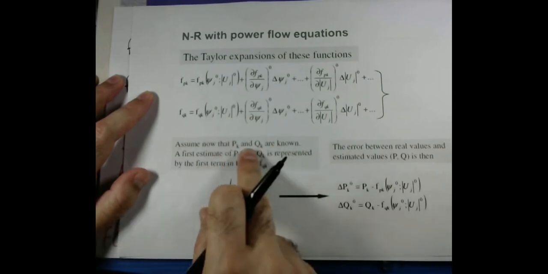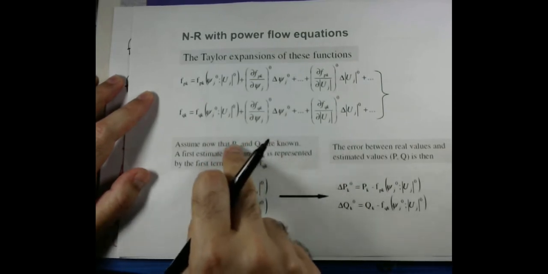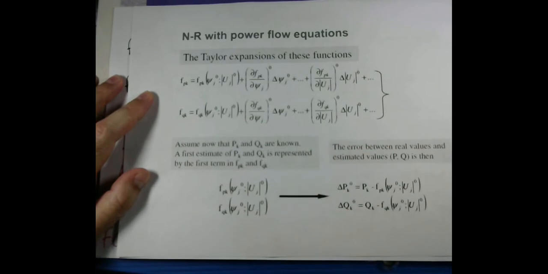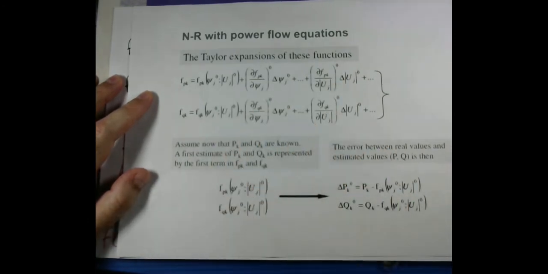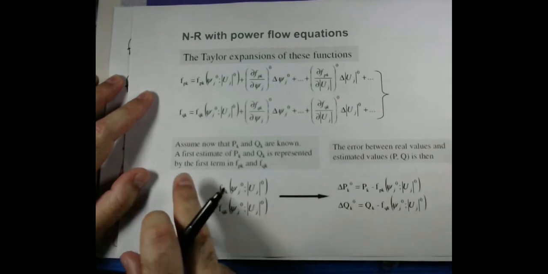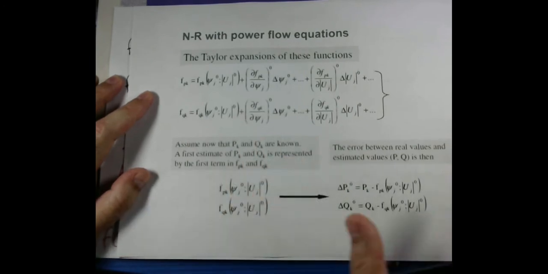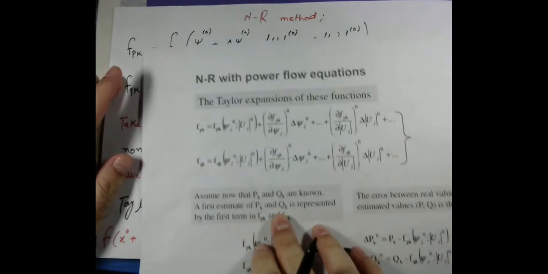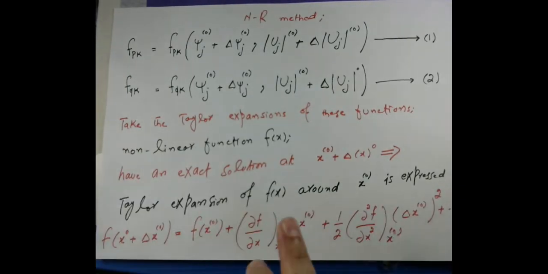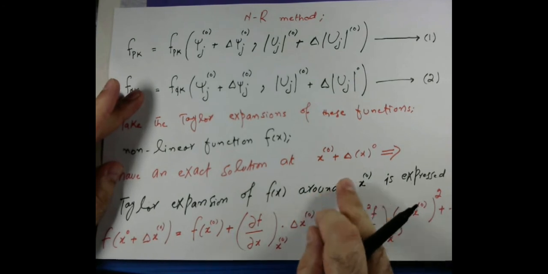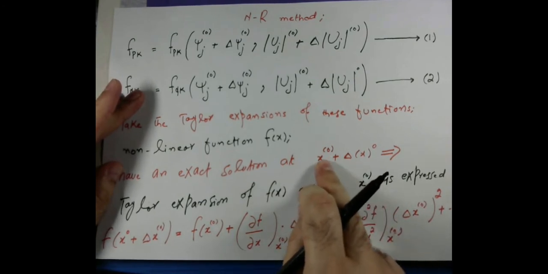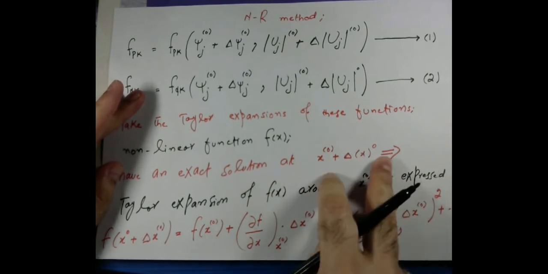So assume that now the value of the active and the reactive power on some buses are known, and if we take that bus where both these are given, like on a load bus. So now, as I mentioned before, the exact solution of a function f of x is when we make a guess and we find the error. So that will give us the exact solution.